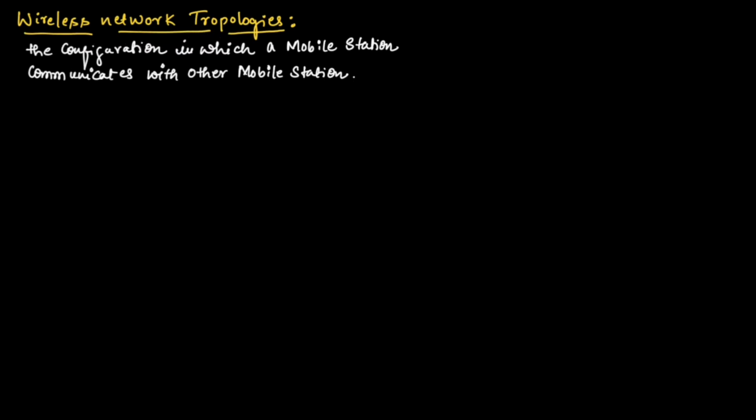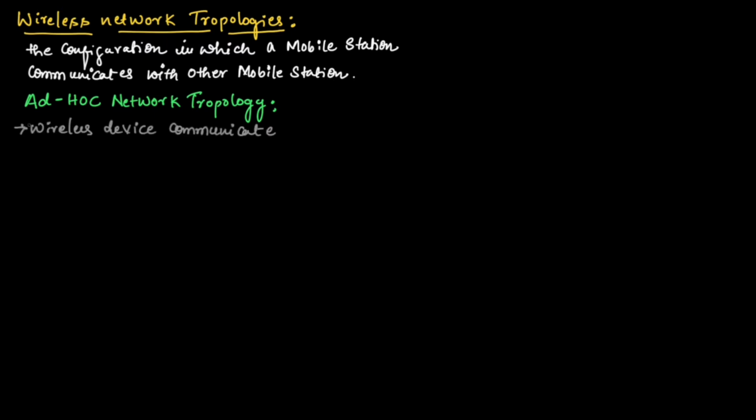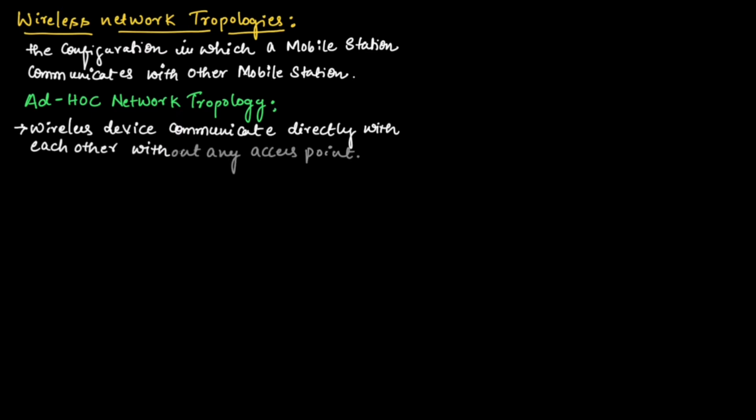Under wireless network topology, the first type of topology is ad hoc network topology. In ad hoc network topology, the wireless devices communicate directly with each other without any access point. So when two wireless devices are communicating with each other, there will be no access point in between. These wireless devices will communicate with each other directly. Such a type of topology is known as ad hoc network topology.